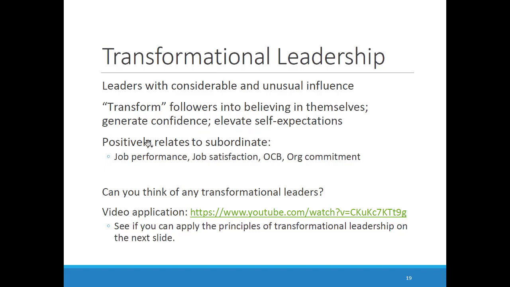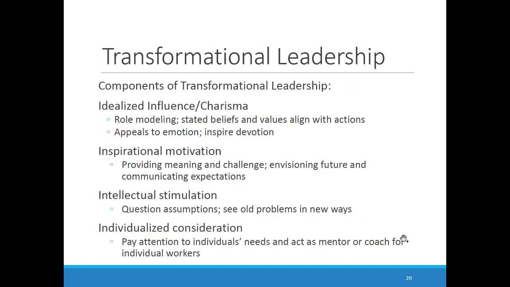All right, so can you think of any transformational leaders? I do want to show you a video to help illustrate an example of transformational leadership. But before I show you the video, I want to move on to show you the actual components of transformational leadership on slide 20 here. There are four main components to transformational leadership. There are 1, 2, 3, 4 here.